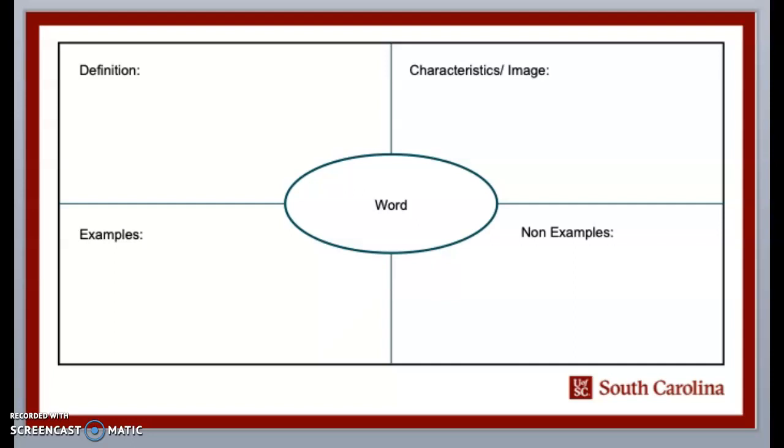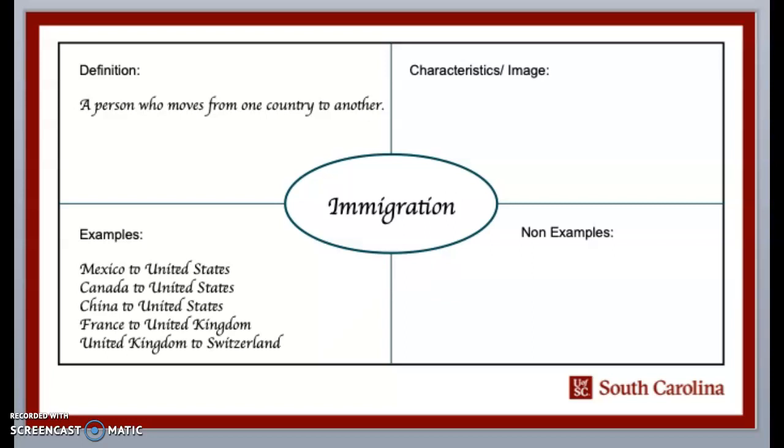So let's take a word, and since I'm a social studies teacher, we're going to use the word immigration. If we break down immigration, the definition of immigration is a person who moves from one country to another. Some examples would be from Mexico to the United States, Canada to the United States, China to the United States, France to the United Kingdom, and the United Kingdom to Switzerland. So as you can see, you travel from one country to another.